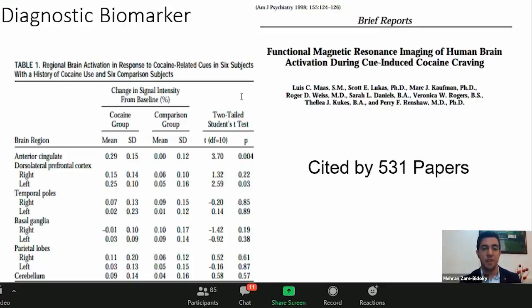Therefore, from these results for the first time, this could act as a potential diagnostic tool. Though this study had only 6 subjects for each group, its novelty in proposing a new way of measuring dysfunctions in the brain of people with addiction led to 531 citations.